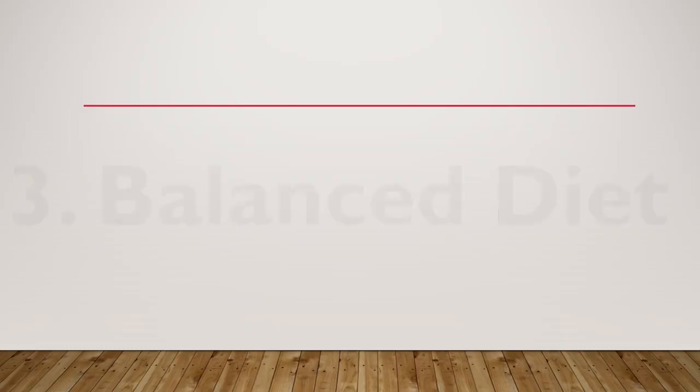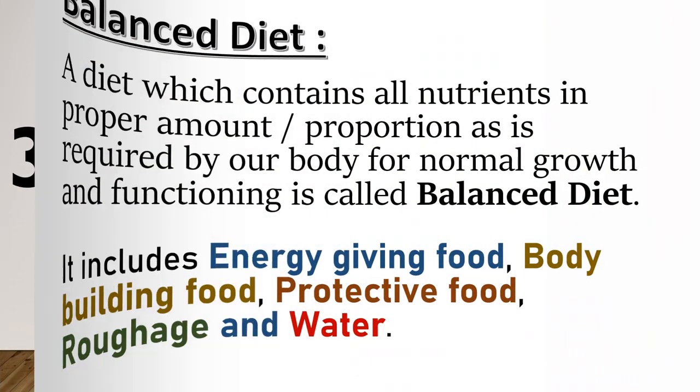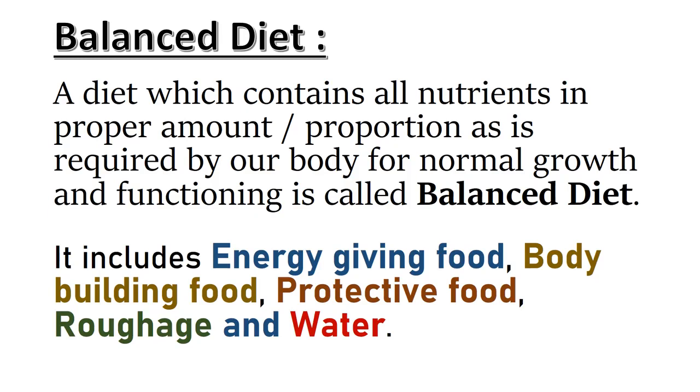The third heading is balanced diet. Under this heading, we will be looking at the definition of balanced diet. Here is the term balanced diet. A diet which contains all nutrients in proper amount or proportion as is required by our body for normal growth and functioning is called balanced diet.